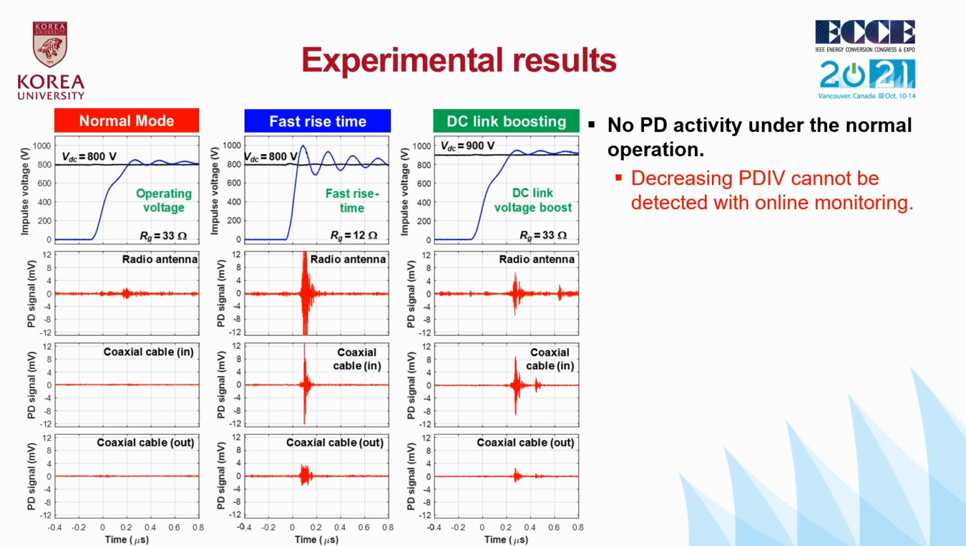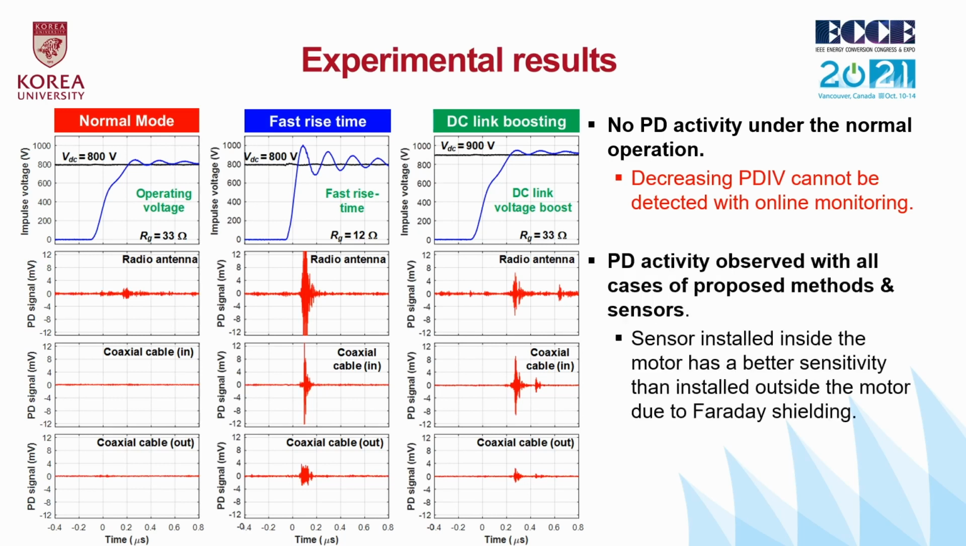For both cases, PD could be detected with higher sensitivity with the radio antenna and internal coaxial cable. The sensitivity of the internal antenna is higher than that of the external because the PD signal is attenuated by the frame of the motor due to Faraday shielding. Considering the size of the radio antenna or other options, installing the coaxial cable antenna inside the motor frame would be a viable and low-cost option.